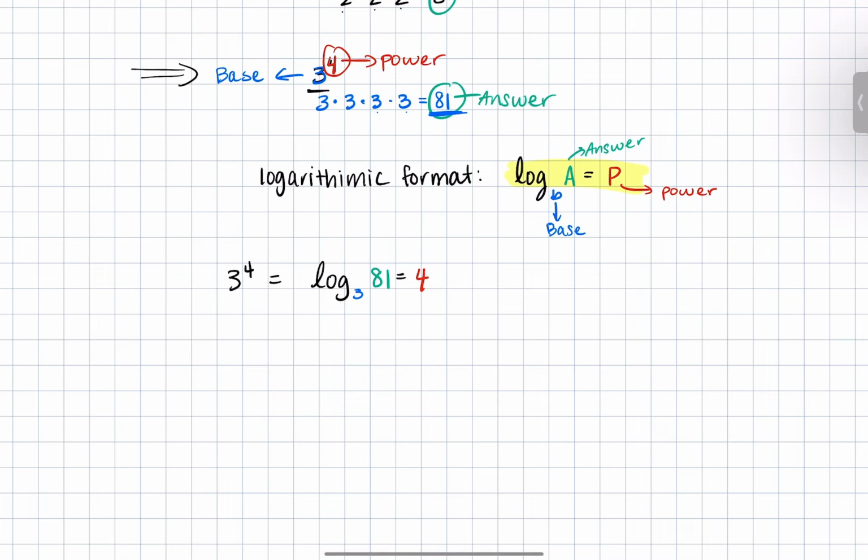So what this is saying is, if you take a base of 3, if you raise it to what exponent? So 3 to the x equals 81. That's kind of what this is saying. If you raise it to some kind of power, you're going to get 81. And what is that power is what log is asking.